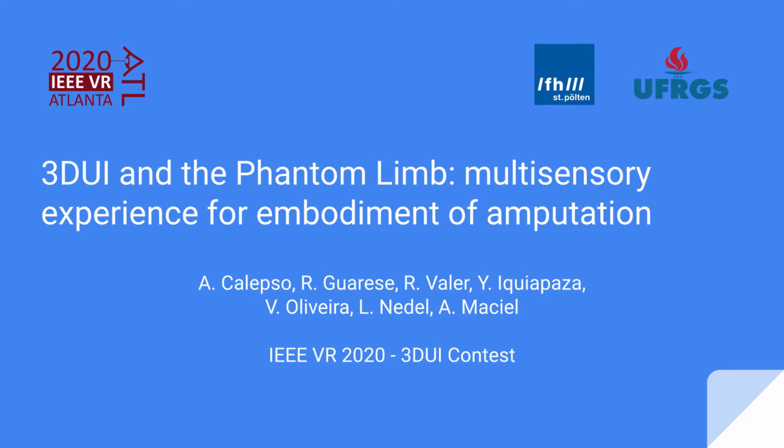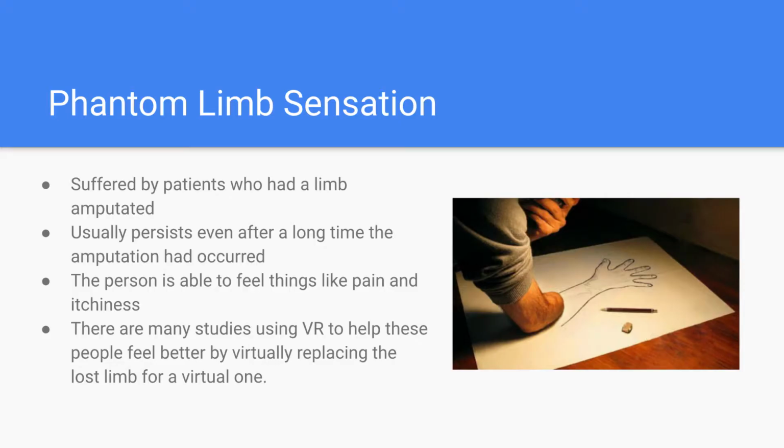First of all, I'd like to start talking about the phantom limb sensation, which is suffered by patients who had a limb amputated and basically still feel that the limb is there, even though it's not anymore. This sensation usually persists even a long time after the amputation occurred, and the person is able to feel things like pain and itchiness, just as if the limb was still there.